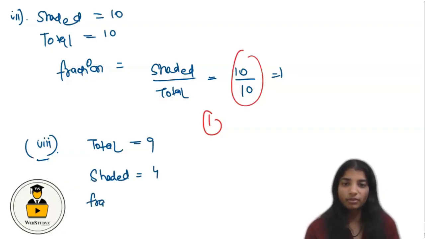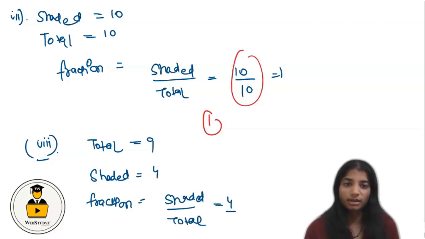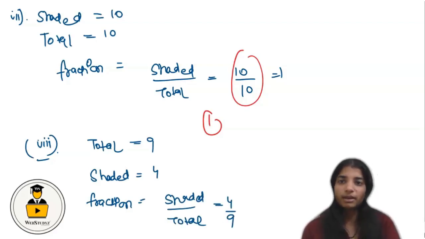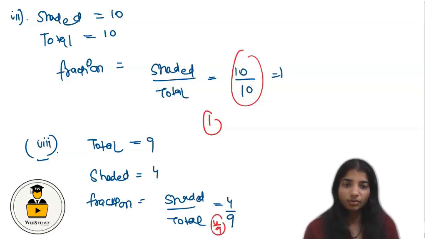So we have to find out the fraction. So fraction is equal to the shaded divided by the total. So shaded is 4 and total is 9. So fraction from here is 4 divided by 9. So this is the answer to part 8.